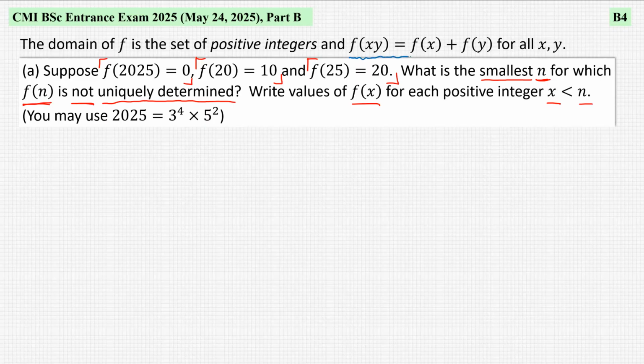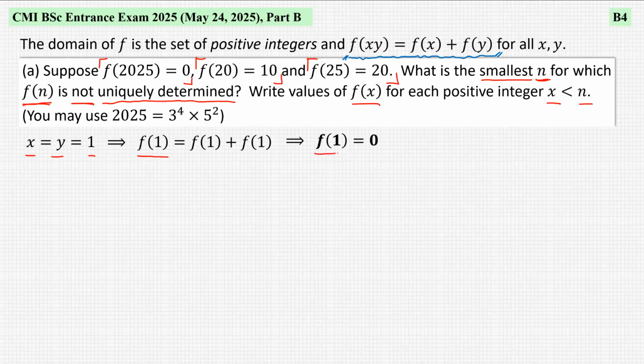Obviously, we need to smartly play with this rule. f of xy is equal to f of x plus f of y. As a starter, let's try to find the value of f of 1. Substituting both x and y with 1, we get f of 1 equals f of 1 plus f of 1, so we obtain f of 1 equals 0.